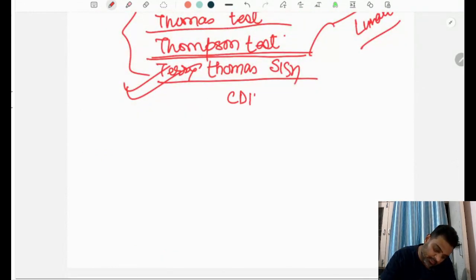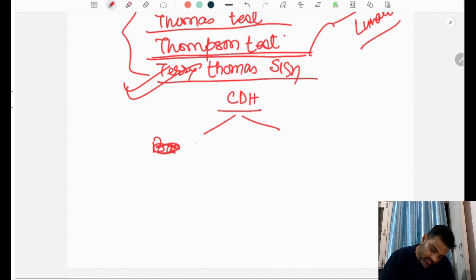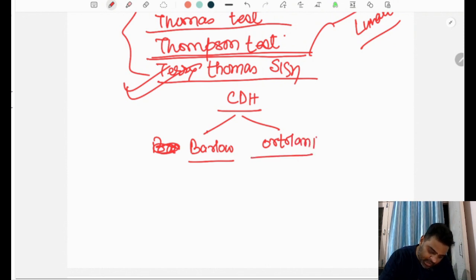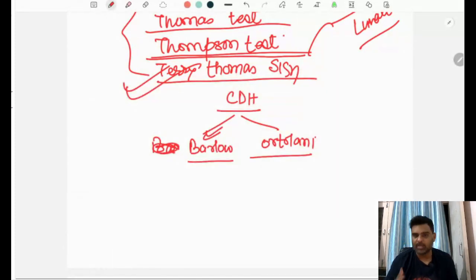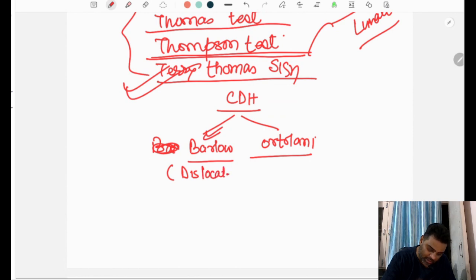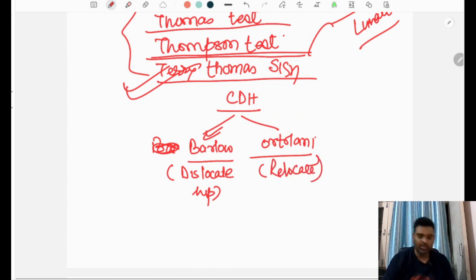And for congenital dislocation of the hip, you have to remember two tests. One is the Barlow test and the other is the Ortolani test. Barlow is like Marlow, in Hindi we say Marlow. So what you do is you actually dislocate the hip, and in Ortolani you relocate the hip. In congenital dislocation of the hip, the acetabulum is very shallow, so it is very easy for the hip joint to dislocate.